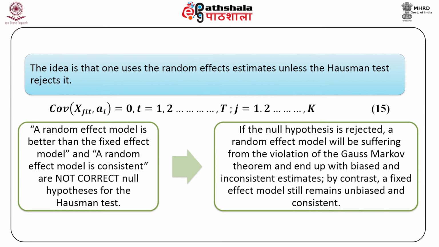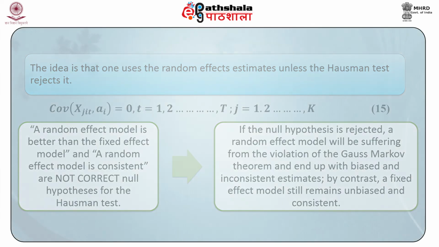If the null hypothesis is rejected, a random effects model will suffer from the violation of the Gauss-Markov theorem and end up with biased and inconsistent estimates. By contrast, a fixed effects model still remains unbiased and consistent. To make it simple, if the null hypothesis is rejected, use the fixed effects model. Otherwise, go for the random effects model.